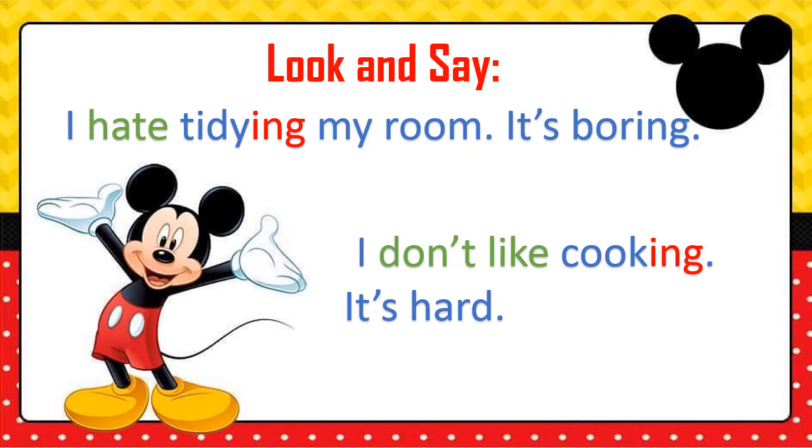Look and say: I hate tidying my room. It's boring. I don't like cooking. It's hard. I can notice here that after hate and don't like, I can use a gerund. So I can add ing to the verb. I hate tidying. I don't like cooking. So we use hate and don't like to express what we dislike.